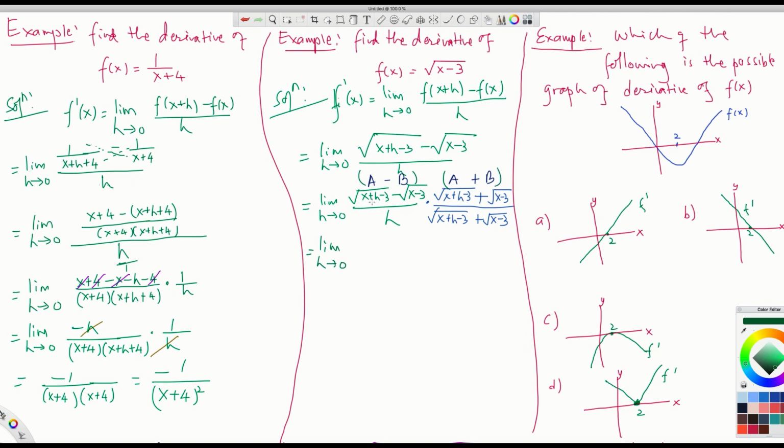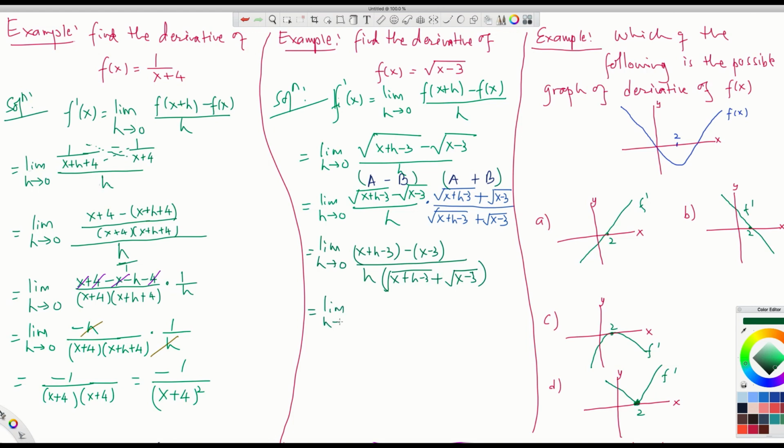The square of this is how much? The square and root will cancel out, so it will be x plus h minus 3. This is a square minus b square: x minus 3. That's what you get. On the bottom there is h times the whole thing, right? Because you multiplied those two on the top, now on the bottom you multiply this with that, so it is h times root of x plus h minus 3 plus root of x minus 3.